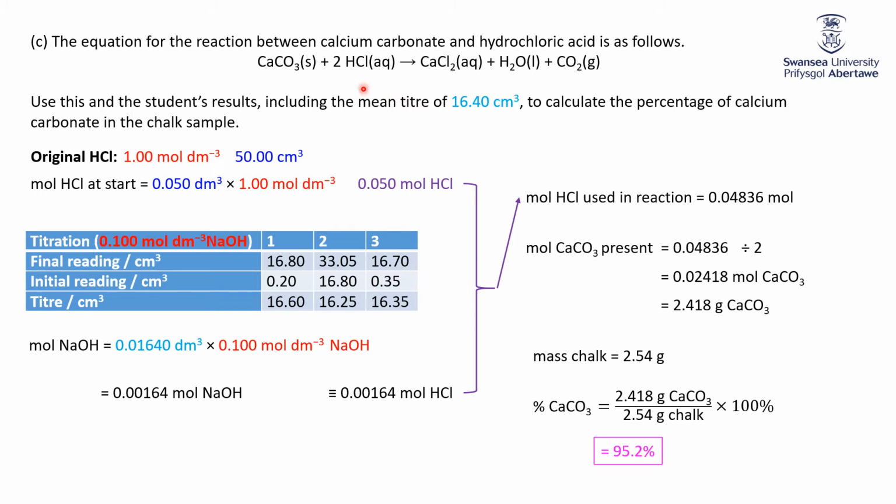Now, hopefully, the lengthy way in which I was forced to go through this made sense to you. Ultimately, what was important was we took our chalk, the calcium carbonate, we added lots and lots of HCl to it so that the calcium carbonate was the limiting reactant. We knew that all the calcium carbonate was reacted up. We then determined by titration how much HCl was left, 0.00164 moles of the HCl, which we could then use to determine how much HCl was used in this reaction. That would give us the moles of calcium carbonate and then the grams of calcium carbonate, which we could then divide by the mass of chalk, multiply by 100 to get the overall percentage.